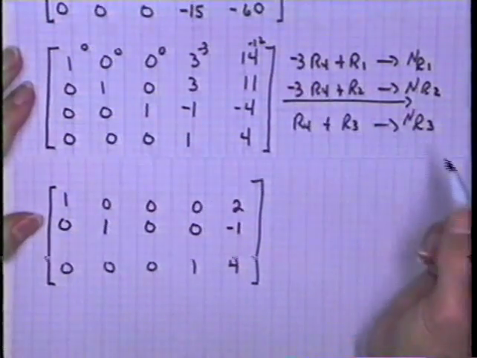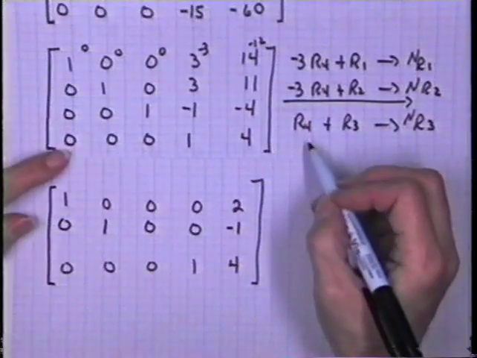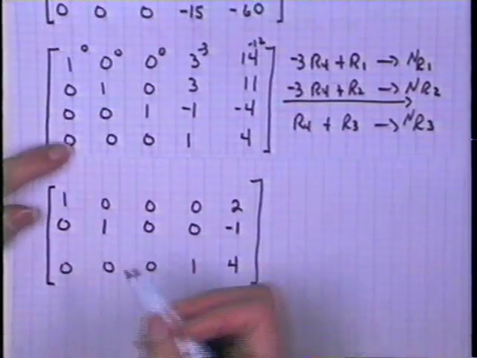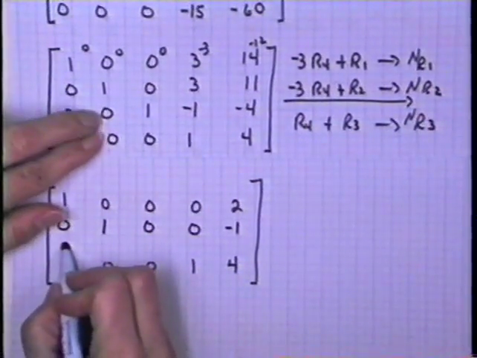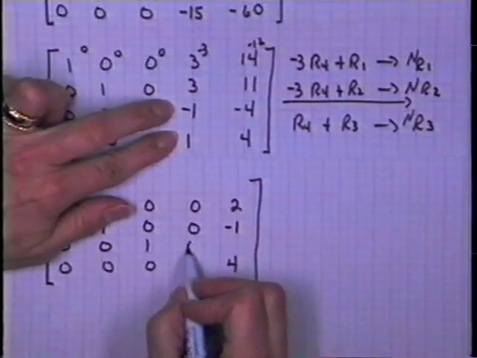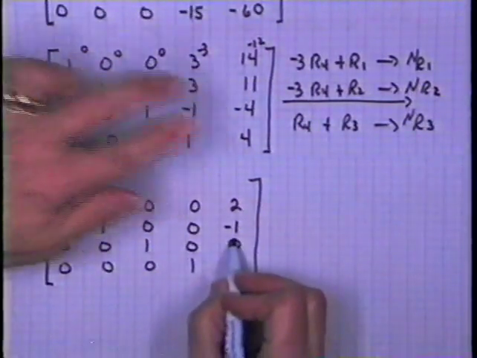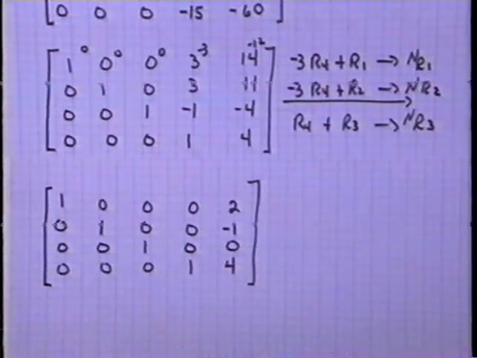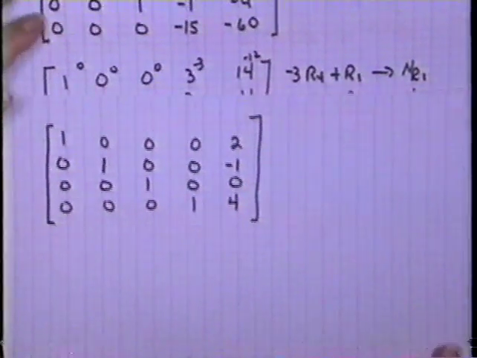Okay? And then finally, we're just going to add these numbers in row 4 to row 3. So 0 plus 0 is a 0. I get 0 here. 0 and 1 gives me a 1. Adding those, I get a 0. And adding those, I get 0. And we're finally finished with the matrix part.